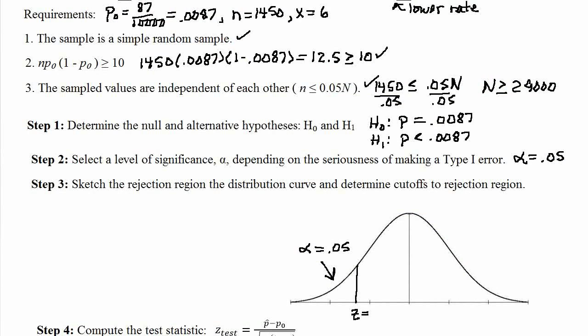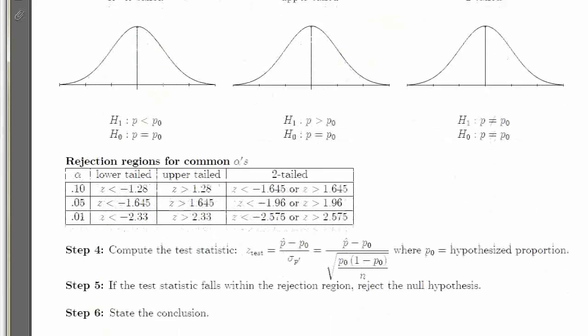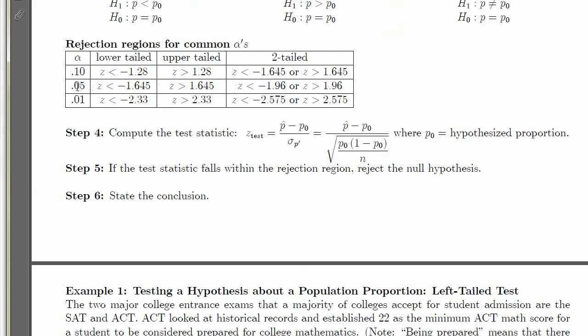And that is here. So this is hypothesis test for proportion, classical approach, which is what we're doing. And we are looking at a lower tail test, so p less than p0. And if we come down here, our rejection regions for common values of alpha, so alpha is 0.05 here, and then this is a lower tail test, so z less than negative 1.645 is what we want there.